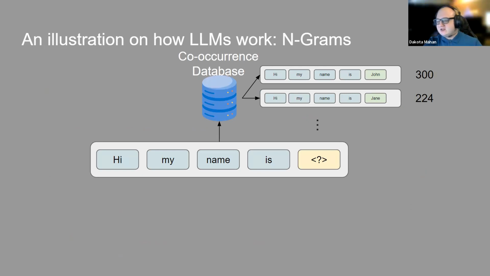Here's a brief look at how the n-gram models worked. There's a database of every single part of text. If you have a 5-gram language model, you'd have 5 tokens. Here you can see "hi, my name is," and what's the next gram for this 5-gram language model? On the right, we have John at 300, Jane at 224. The way n-grams work is to calculate the count of each token that appeared in the database.